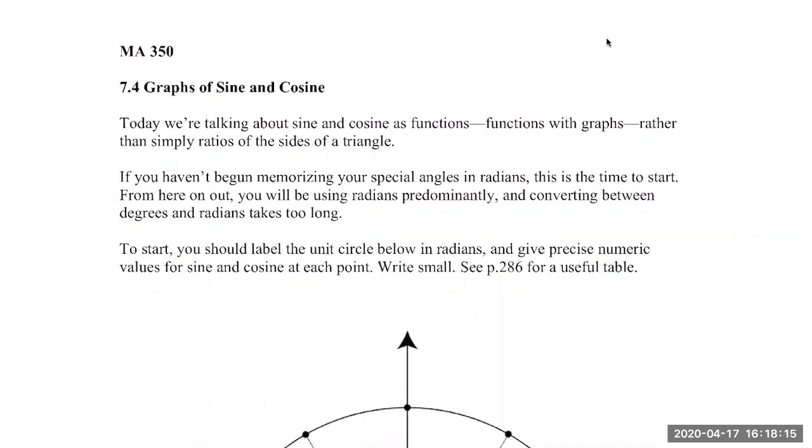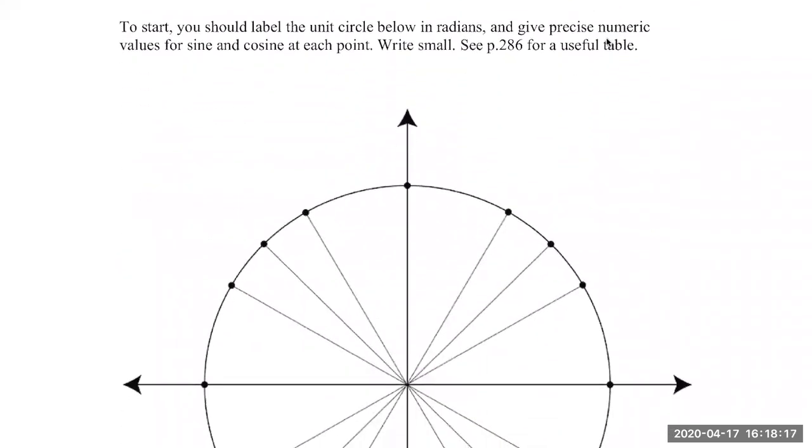To start, you should label the unit circle below in radians, and give precise numeric values for sine and cosine at each point. You'll want to write small. See page 286 for a useful table.